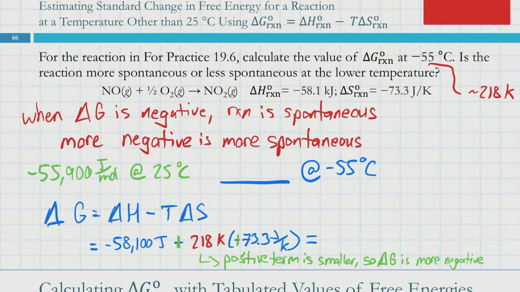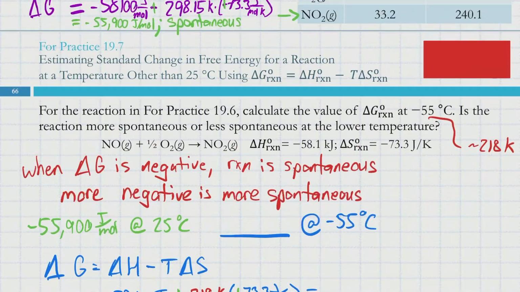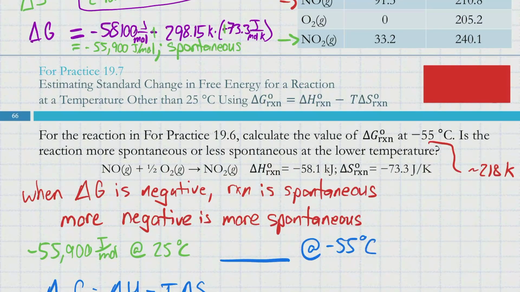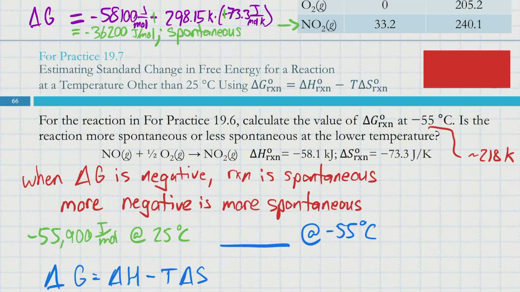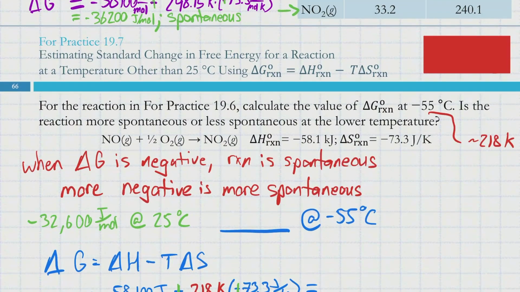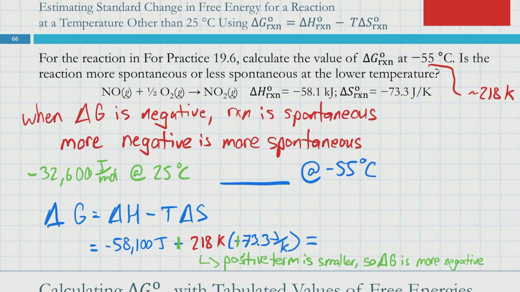Oh, I put in the wrong numbers for the previous problem. Oops. I put in 7.3, I think. Let me wipe that away. So it should have been 36,200. I'm guessing that there were some people that got that and were like, what? I got a different thing. That's why, sorry.